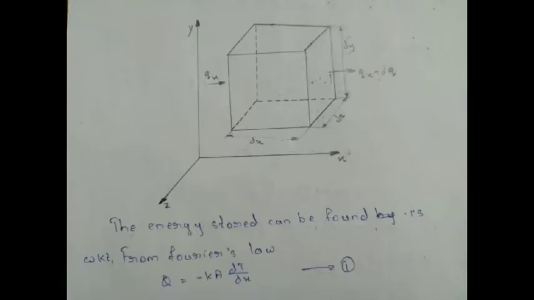Consider a small elemental material having sides dx, dy and dz, placed at the coordinate axes x, y and z. As you can see in the diagram, the material is homogeneous and isotropic. K is the thermal conductivity of the material, rho is the density of the material, C is the specific heat of the material, Qg is the heat generated per unit volume, and Qx, Qy and Qz are the rates of heat flow in the x, y and z directions. So this was the introduction, and moving to the main derivation part.